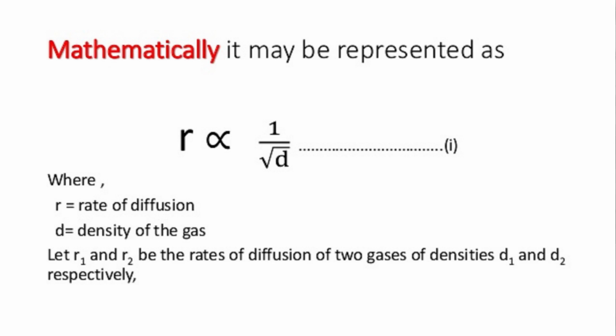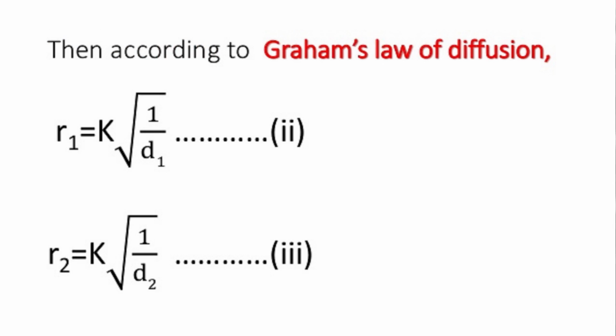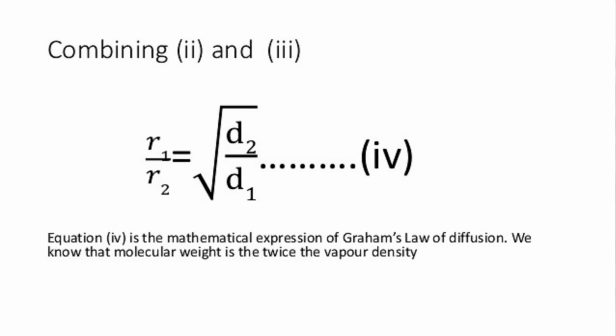Let R1 and R2 be the rates of diffusion of two gases, and their densities be D1 and D2 respectively. Then according to Graham's law of diffusion, R1 is equal to K times the square root of 1 over D1, and R2 is equal to K times the square root of 1 over D2, where K is the proportionality constant. Combining 2 and 3, we get R1 over R2 is equal to the square root of D2 over D1. Equation 4 is the mathematical expression of Graham's law of diffusion.